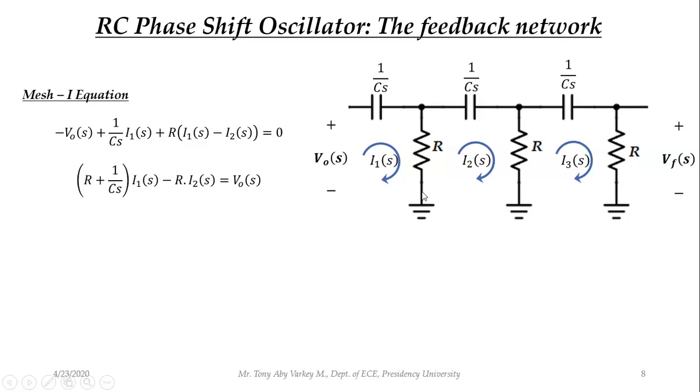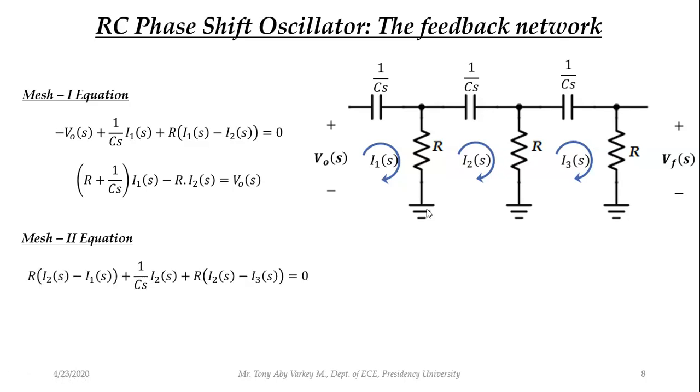So it will be what? I'm starting and going in this direction. Okay. So R into I2 of S minus I1 of S plus 1 by Cs into I2 of S plus R into I2 of S minus I3 of S. Correct. So that is the mesh 2 equation: R into I2 of S minus I1 of S plus 1 by Cs into I2 of S plus R into I2 of S minus I3 of S is equal to 0.